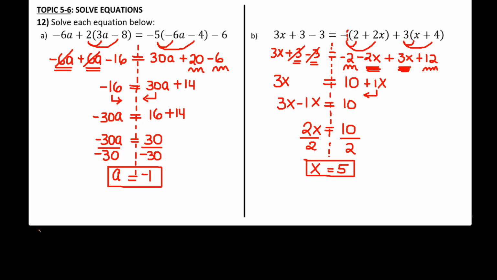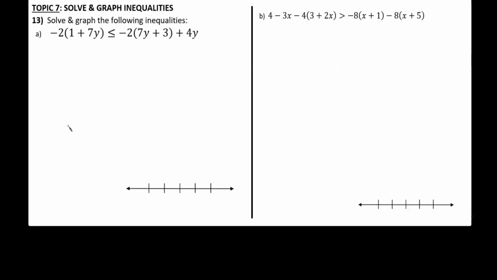Very good. Let's go on to the next problems. The next problems are inequalities, which is very similar to equations, except that you have an inequality sign instead of an equal sign. Okay, so let's continue here and solve this inequality. Okay, so first of all, we're going to eliminate parentheses. So this would be negative 2 minus 14y less or equal to negative 14y. Negative 2 times 3 is negative 6 plus 4y.